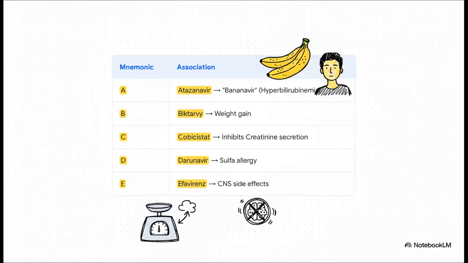Yeah, managing the treatment itself is a huge part of living with HIV. This table gives you a little peek into that world, with some handy mnemonics to remember common side effects. I mean, look at that, atazanavir. They actually call it Bananavir because it can sometimes cause a harmless yellowing of the skin. It really shows how you're always balancing the incredible power of these drugs against their potential side effects, and finding the perfect cocktail for each person is absolutely key.